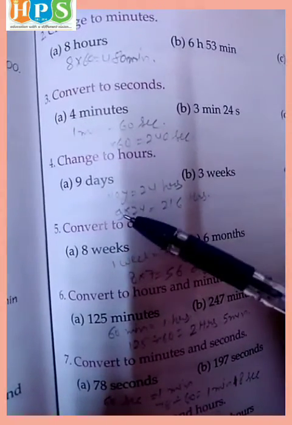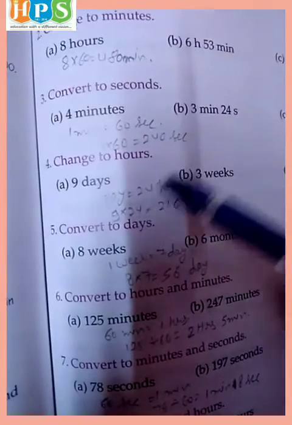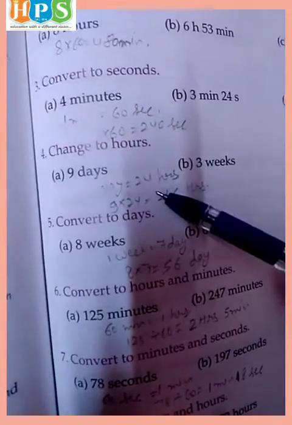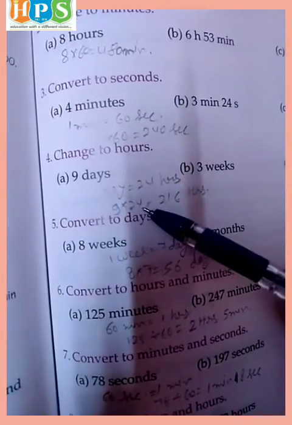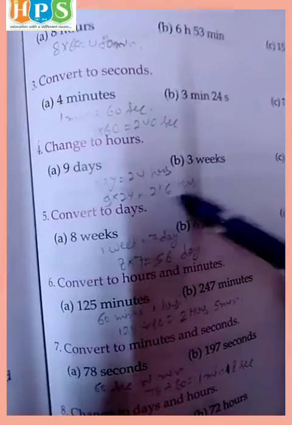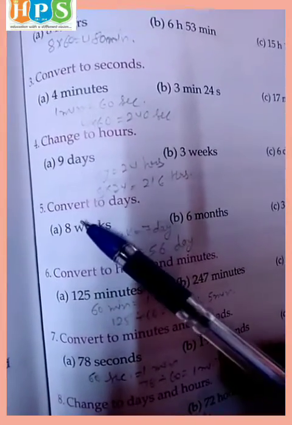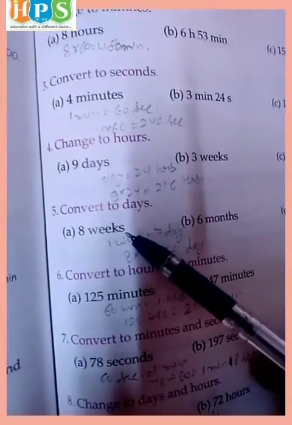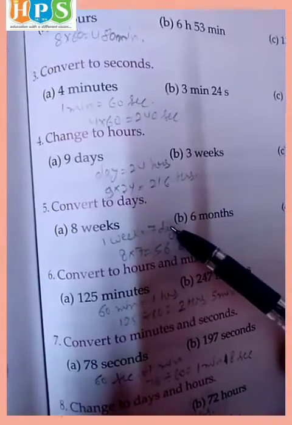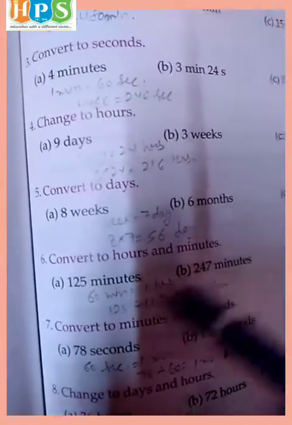Change to hours. 9 days, 9 days in hours. 1 day is equal to 24 hours. So 9 multiplied by 24 is equal to 216 hours. Convert to days. 8 weeks. 1 week is equal to 7 days. So 8 into 7 is equal to 56 days.